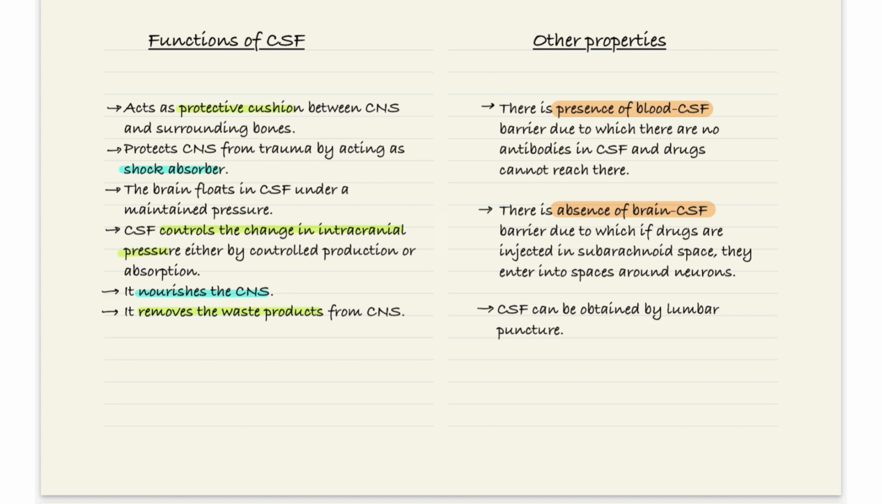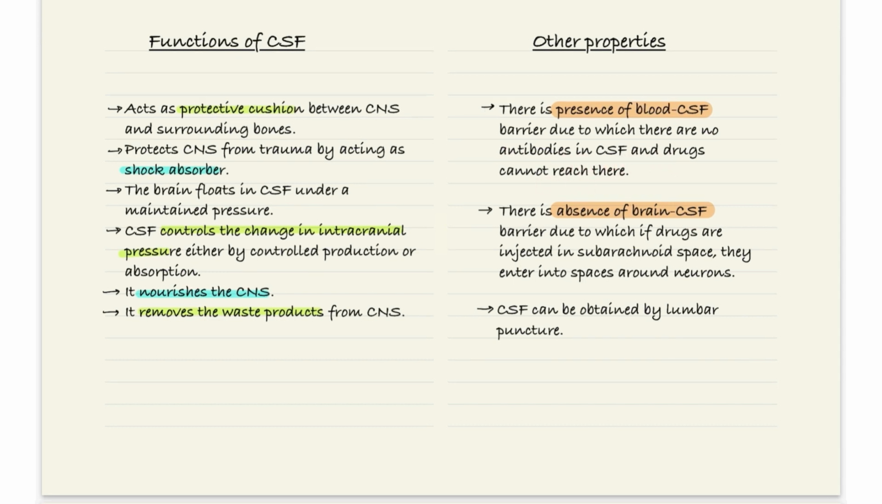What are the other properties? There is presence of blood-CSF barrier, means the blood and CSF cannot communicate, due to which there are no antibodies in the CSF and drugs cannot reach there. There is absence of brain-CSF barrier, means the brain and CSF can communicate with each other, due to which if the drugs are injected in the subarachnoid space, they enter into the spaces around the neurons. CSF can be obtained by lumbar puncture, which has been discussed in the previous videos.